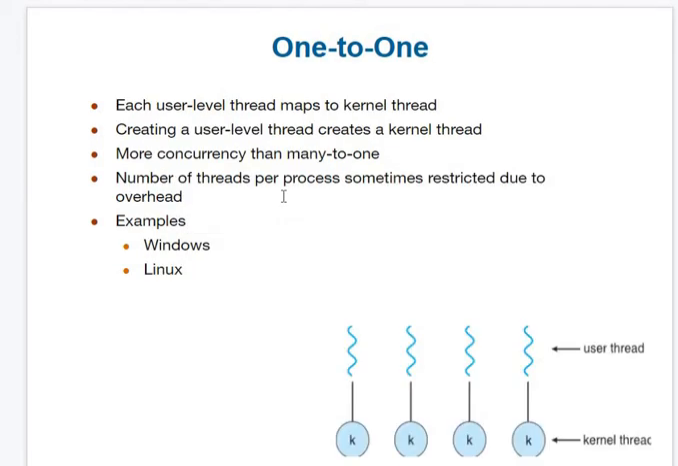What is the next one? One to one. For every one user thread there will be one kernel thread. This is a little costlier, because we should have many kernel threads at a time. But one thing is, it will be faster. Even though it is costlier, it will be faster. So each user thread maps onto one kernel thread.